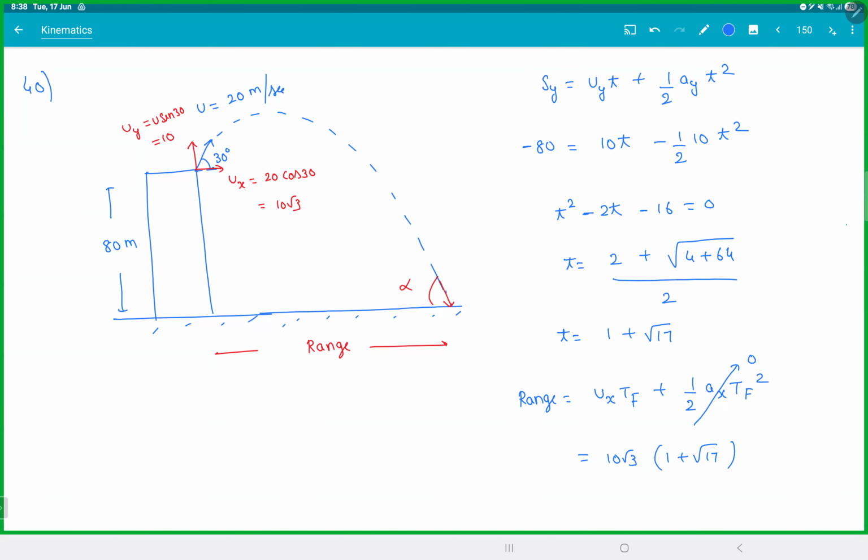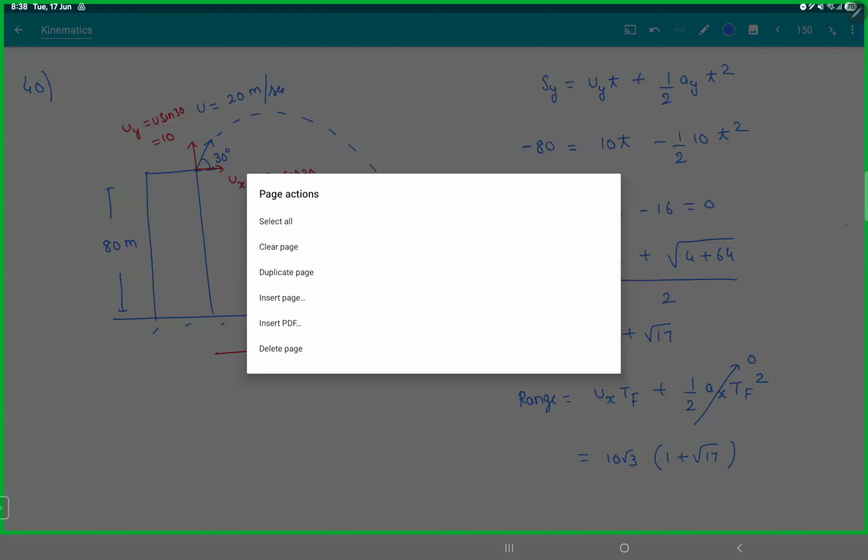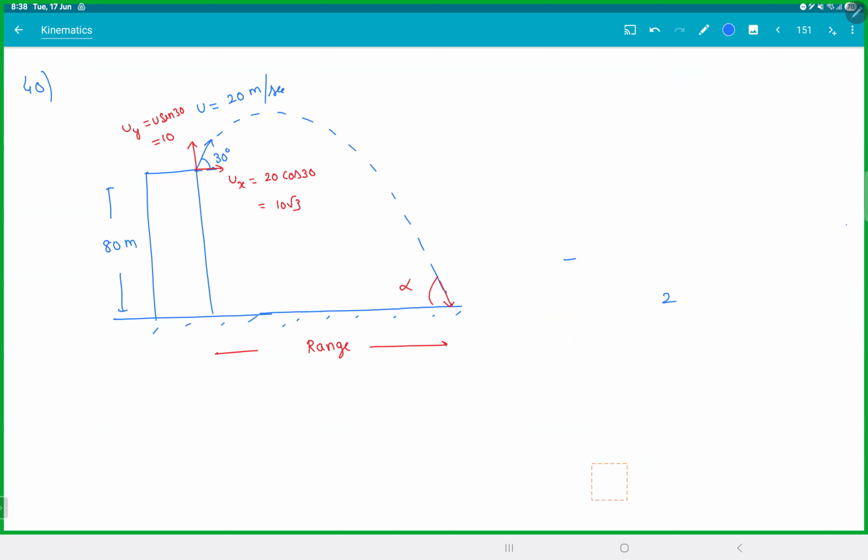And the second one, u cos theta is v cos alpha, isn't it? So this is what I can do. When this guy is hitting the ground, let the speed be v. This is your state 1, this is your state 2. I can use conservation of energy. Energy in state 1 is equal to energy in state 2.